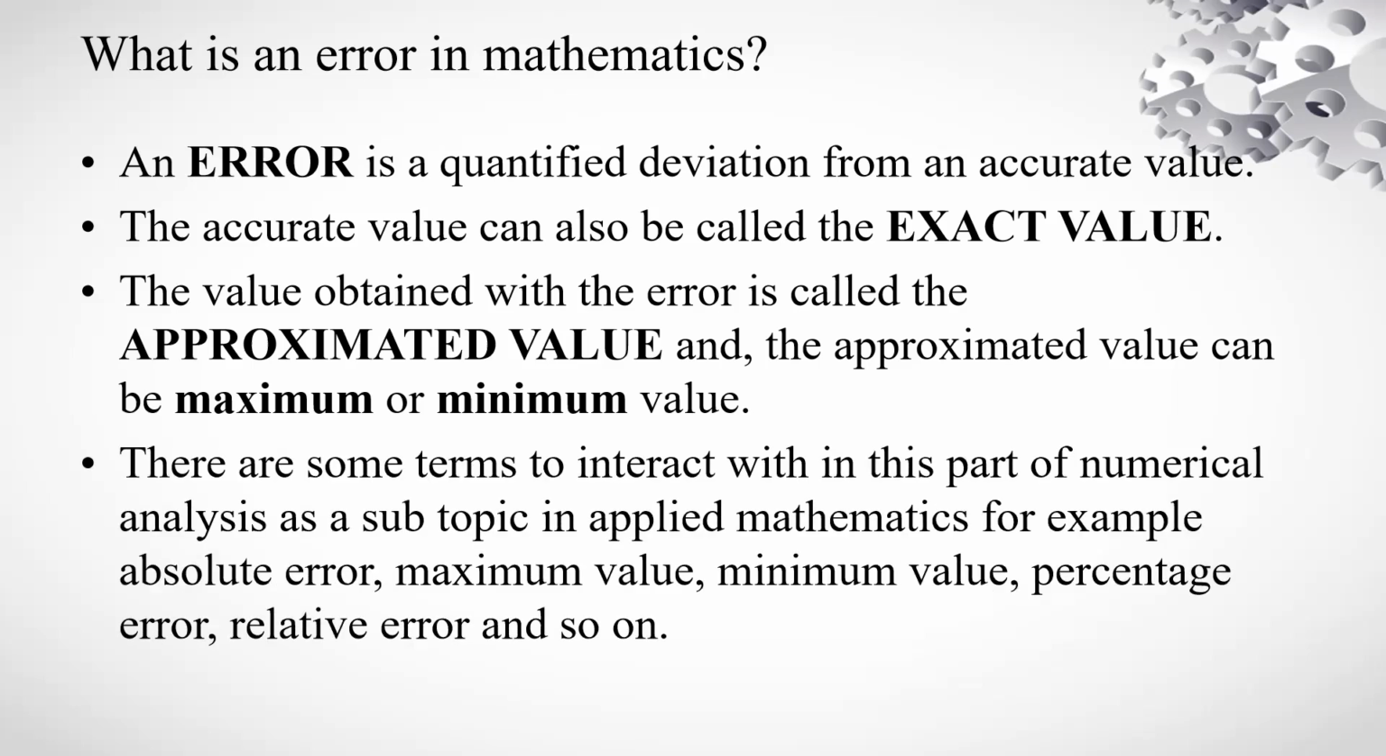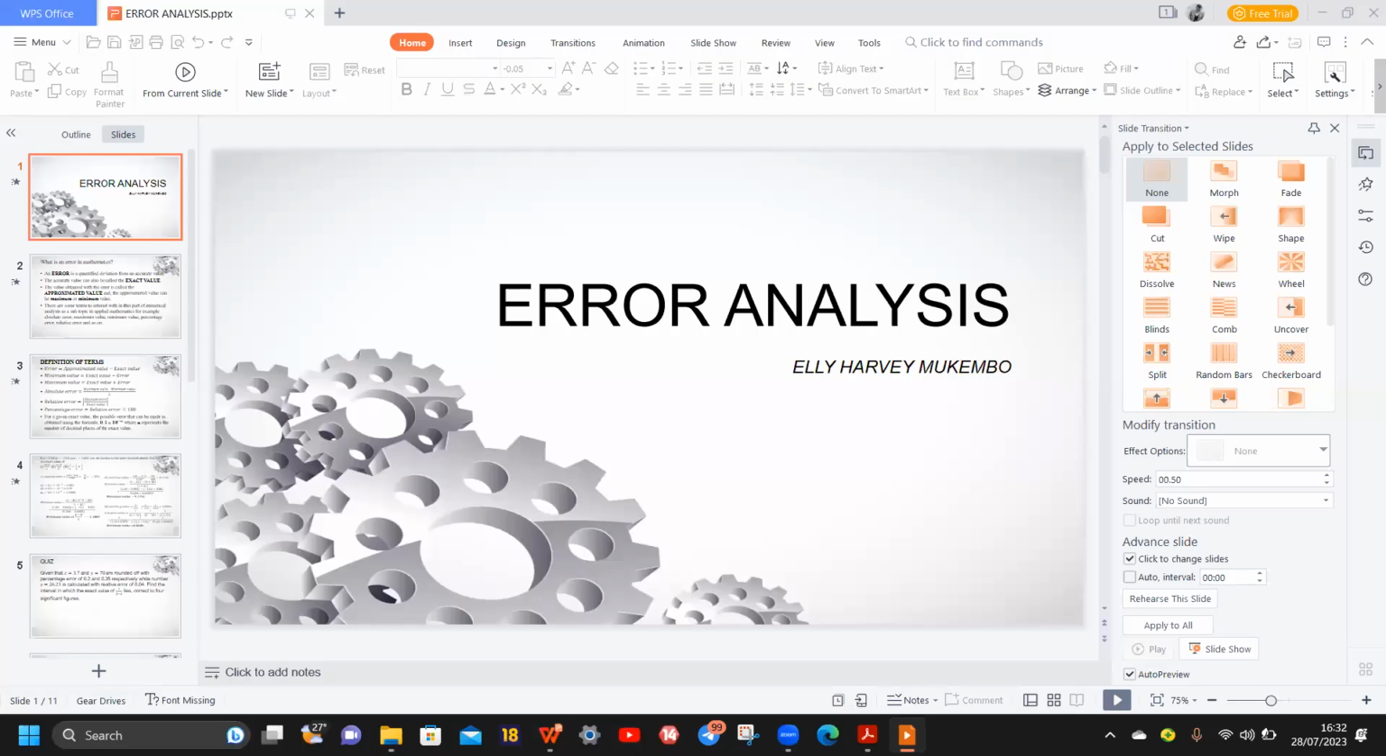Therefore, there are some terms to interact with in this part of numerical analysis as a subtopic in applied mathematics. For example, absolute error, minimum value, maximum value, percentage error, relative error, and so on. These are just some of the terms that we interact with in this topic. This topic is really easy.